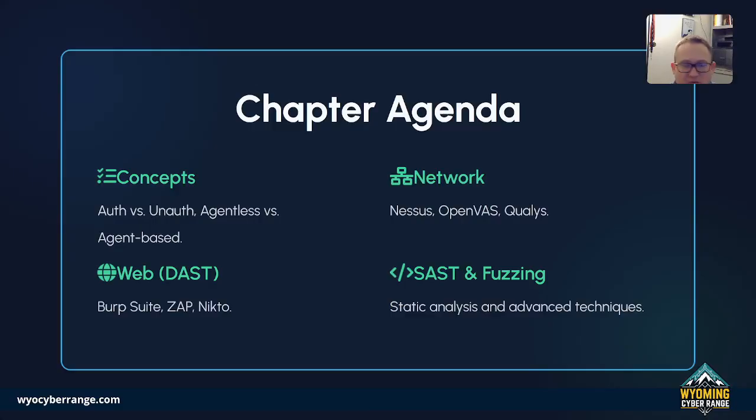So, here's our roadmap for the chapter. First, we're going to cover concepts of scanning, specifically the differences between authenticated and unauthenticated scans, agent and agentless approaches. Then we'll talk a little bit about testing tools, and we'll talk about 3 different categories. We're going to talk about DAST, tools like Burp Suite and ZAP. We'll talk about network scanners like Nessus and OpenVAS, and finally we'll look at SAST and fuzzing, which involves a little bit more of static analysis, which are more advanced stress testing techniques that we use on software to see if we can find any weaknesses or vulnerabilities.